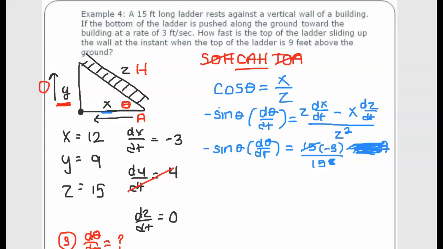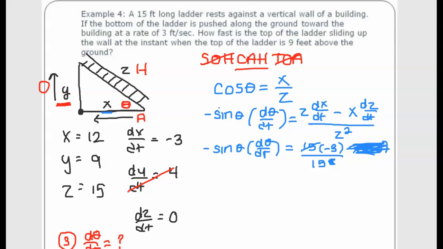Do you remember when you did 3 times 3 times 3 over 3 times 3? Like how you can cancel numbers like that? That's what we're doing here. This is kind of like saying 15 times negative 3 over 15 times 15. So those 15s can cancel because they're the same. Threw me off for a second, but it's all good.